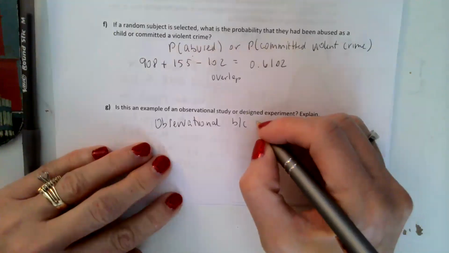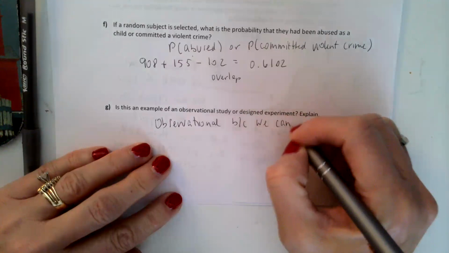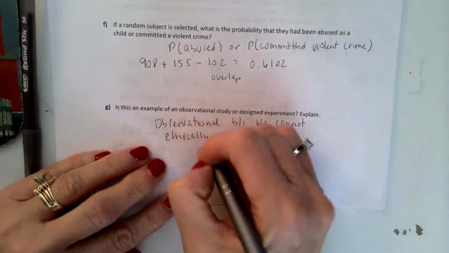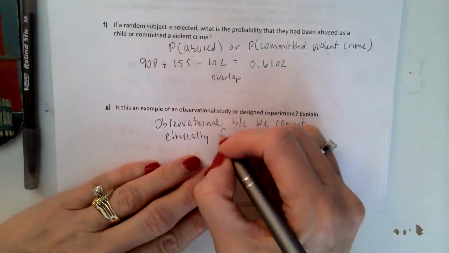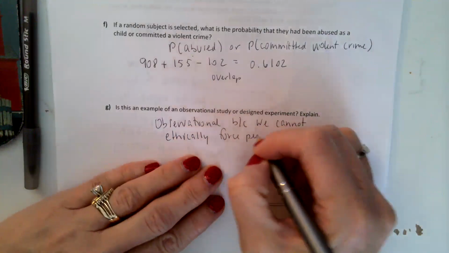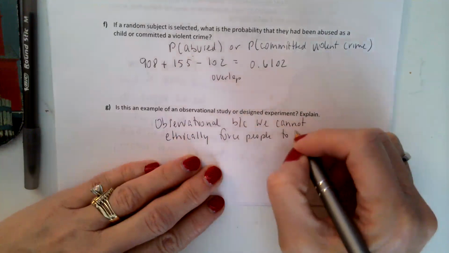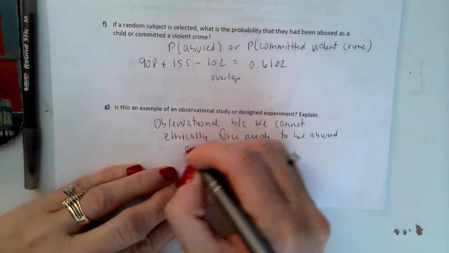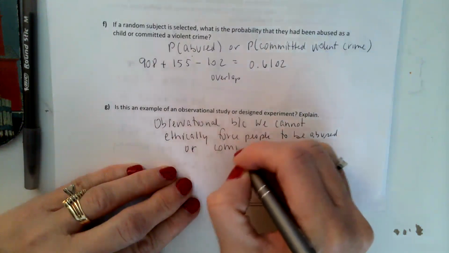So observation because we cannot ethically force people to be abused or commit crimes.